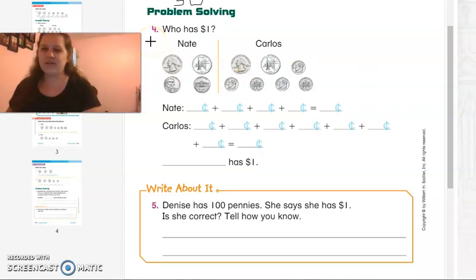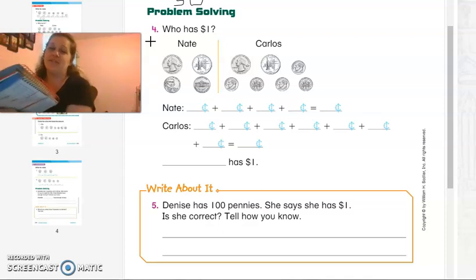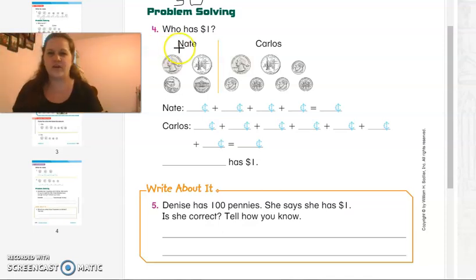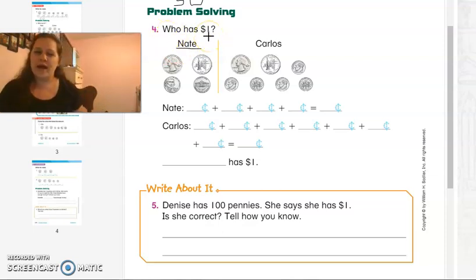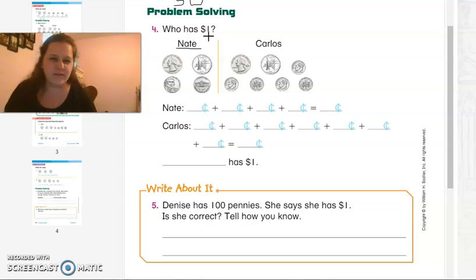Problem solving. So now we're going to do a little more problem solving where we really have to think about 2 different people and their coin values and how much they have all together. All right, so first we're going to look right here at Nate. And the question is, who has $1? Okay, so one of these 2 boys has $1. One has less than $1.